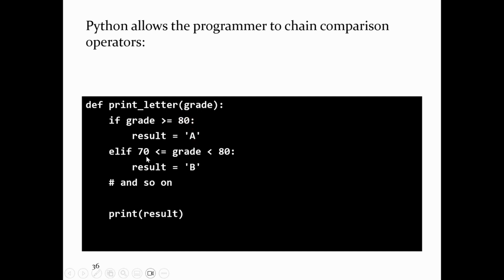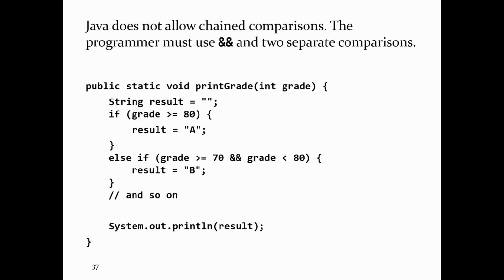Now, Python lets you chain the result of two comparisons. So if the grade is greater than or equal to 70 and less than 80, that's perfectly fine in Python, which is nice, because that's the way a mathematician would probably write it. You can return B, and so on. If you try to do this in Java, it doesn't work. In Java, you cannot chain comparison operators like this. So no chain comparisons in Java.